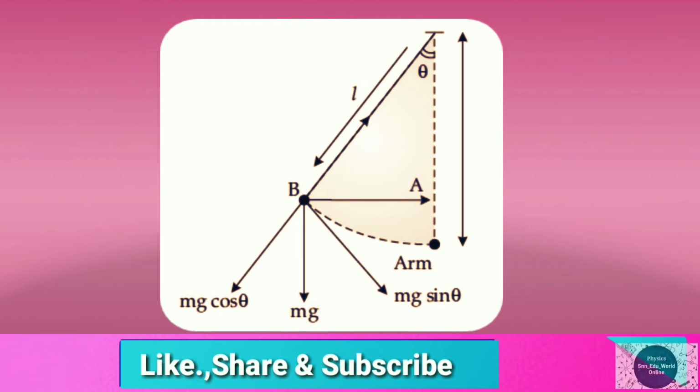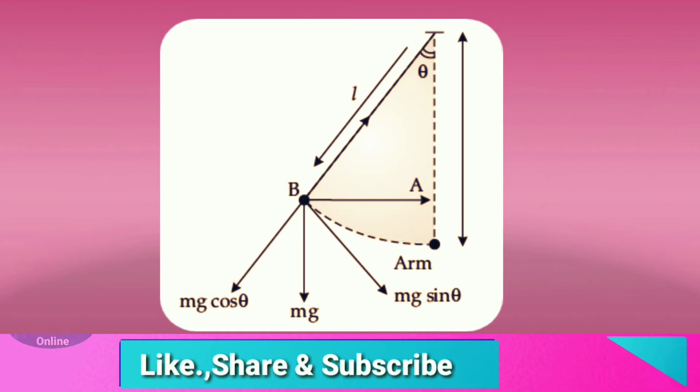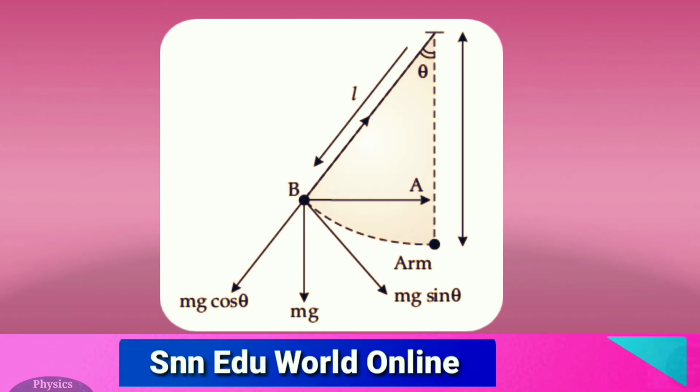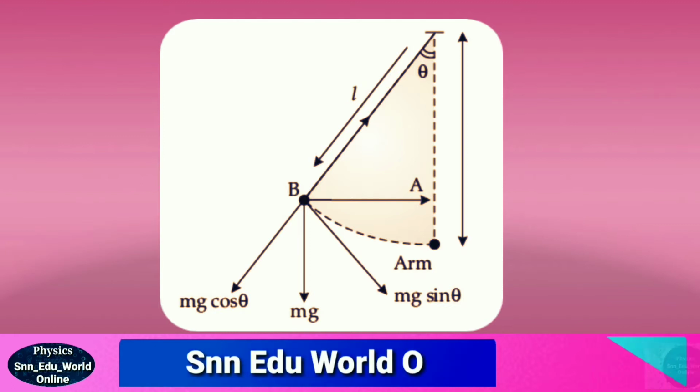Now mg can be resolved into two components, mg cos theta and mg sin theta, where theta is the angle made by the extreme position with the vertical position. Now this will help us to find the expression for the time period.